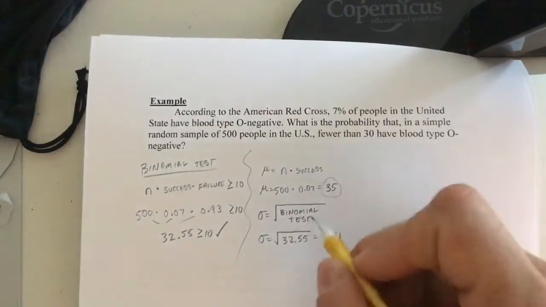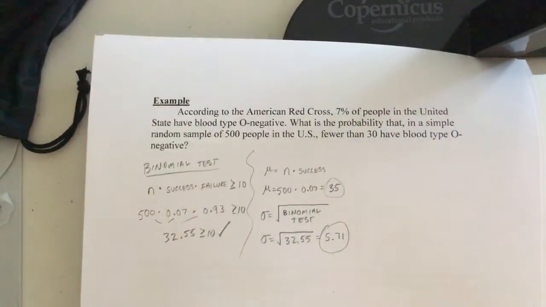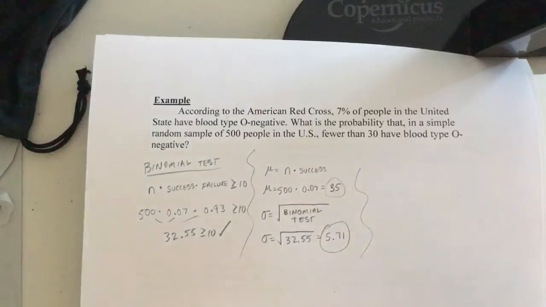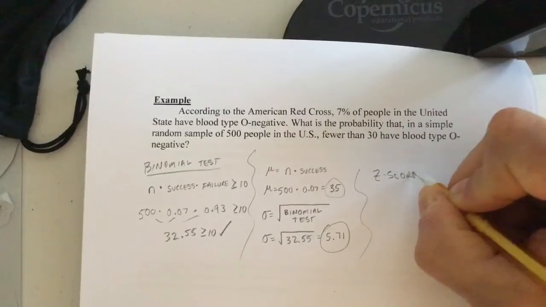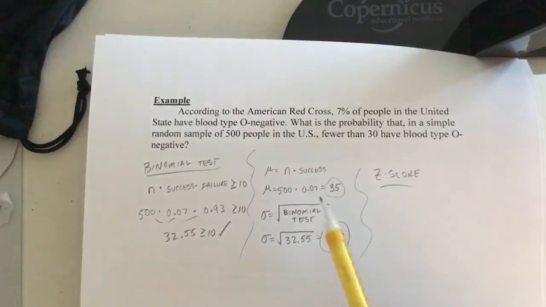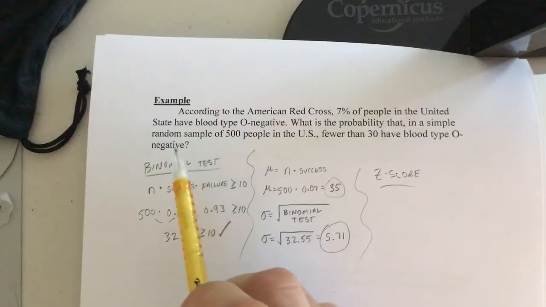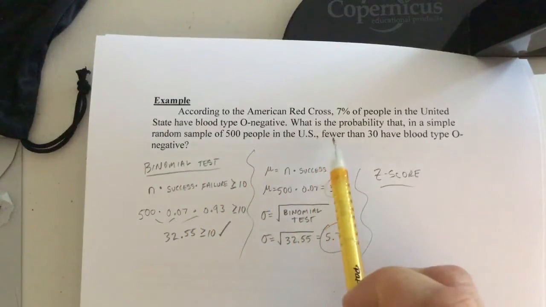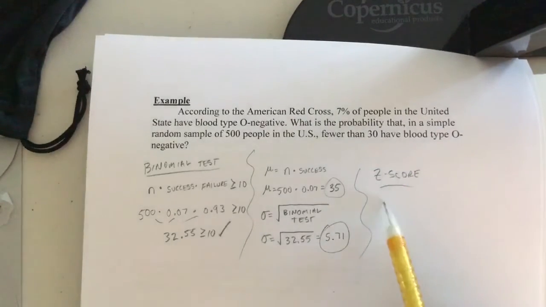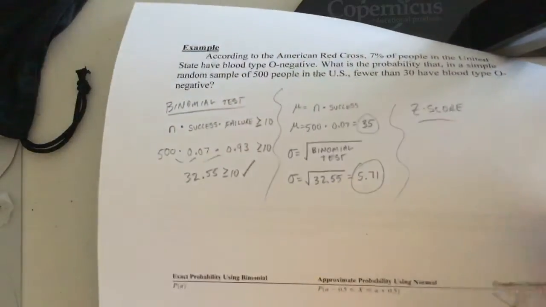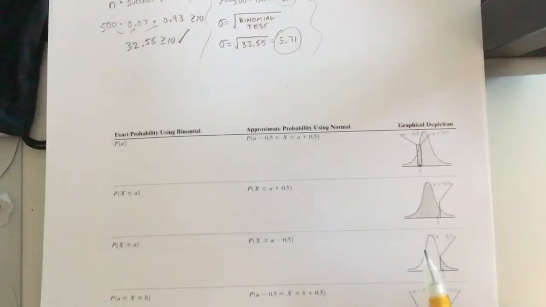Okay. So we needed our mean, we needed our standard deviation. Now we can pause for a minute. Because what we're going to do is run a z-score, but we don't want to get ahead of ourselves. And it's very easy to do that in binomials because it says, what's the probability in a simple random sample of 500 people, check, check, check, fewer than 30 have the blood type O negative. So it's very tempting in here to run our z-score and say 30 minus 35 all over. But be careful.